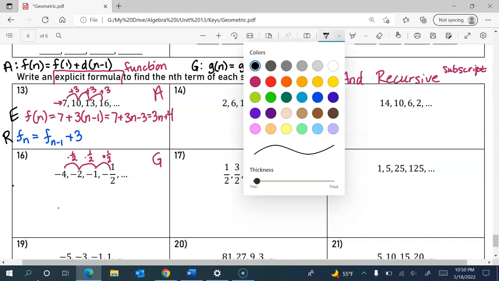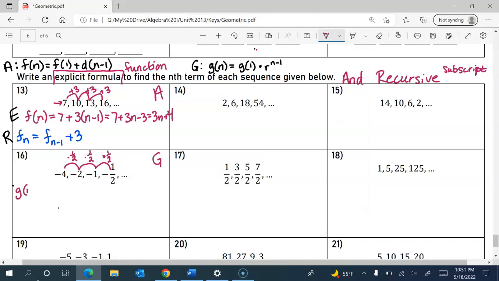So in 16, my explicit formula, I'm going to do g of n. Remember that letter out front really doesn't matter too much. It's completely up to you. But it's going to equal my first term, which was -4, times, I'm just going to use my parenthesis notation. Like I said, you can use the dot notation if you want. My common ratio was 1/2, multiplying by 1/2 each time, to the n minus 1. The geometric sequences are nice because you don't need to make it look pretty. So that's our explicit.